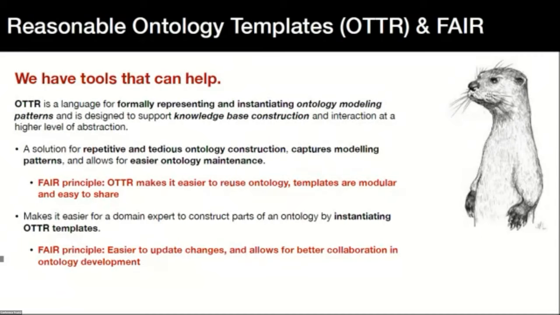So this makes it easier for the domain expert to construct parts of an ontology because they don't have to look at OWL, they don't have to look at RDFS. Basically, you have someone who knows these things, who writes the templates, and then the domain expert can easily instantiate the templates given the spreadsheets and databases that they use every day. And I'm going to try to go over this in a nutshell.